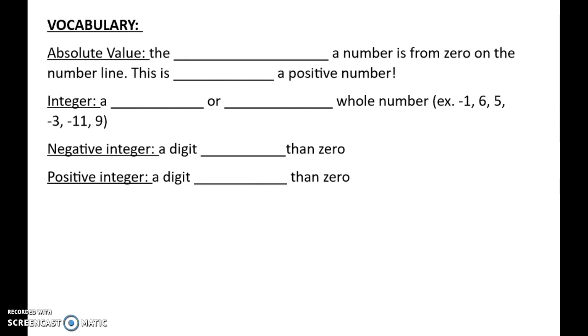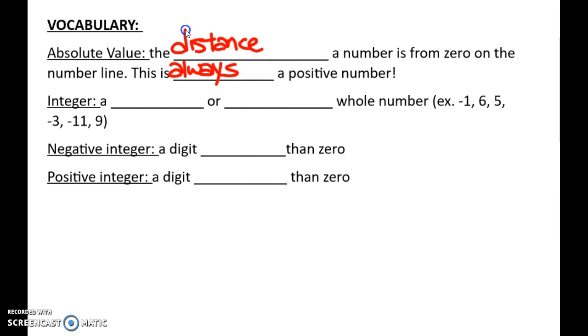Absolute value is the distance a number is from 0 on the number line. So this is always a positive number because distance cannot be negative. We're always traveling a positive distance. So our absolute value of a number will always be positive.